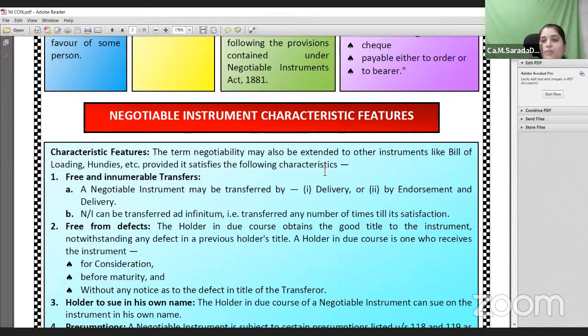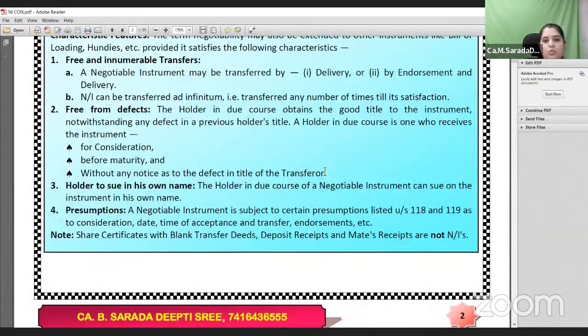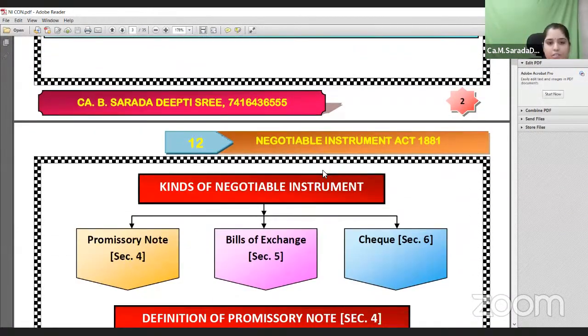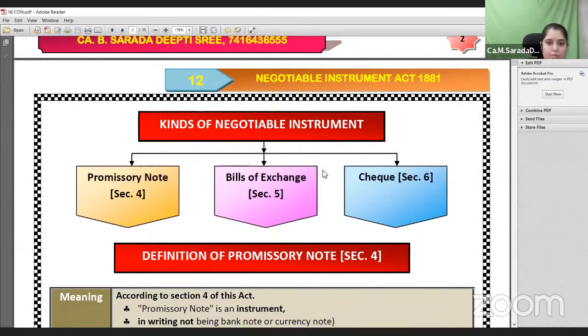The term holder in due course will be used when a holder takes the instrument in good faith for consideration before maturity. Then only you will use this particular term for that person. Understood? When do you use this term? Use it for a person who takes the instrument in good faith for consideration before maturity. Then if any damages happen, he can sue the prior party. So these are a few important characteristics of a negotiable instrument.